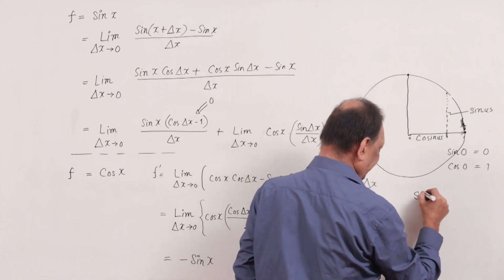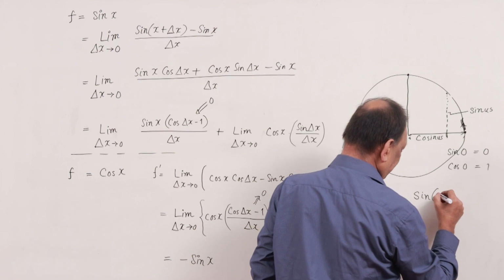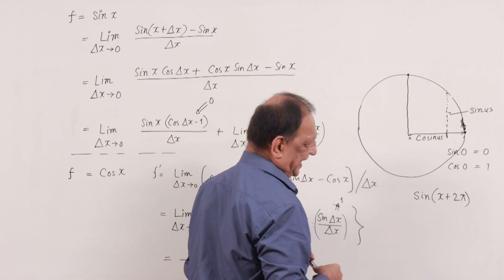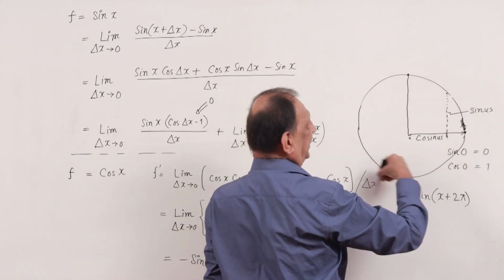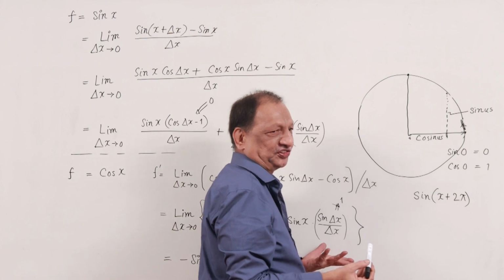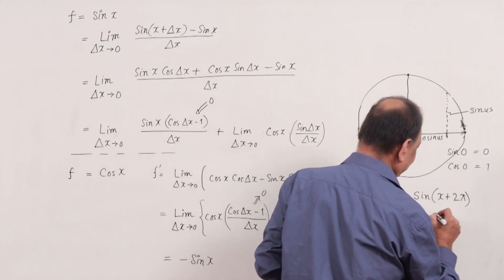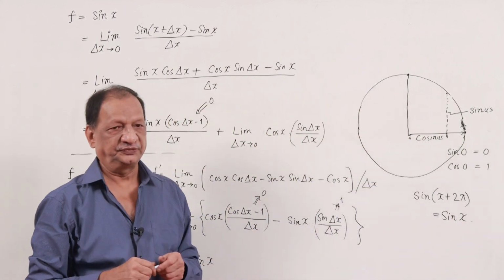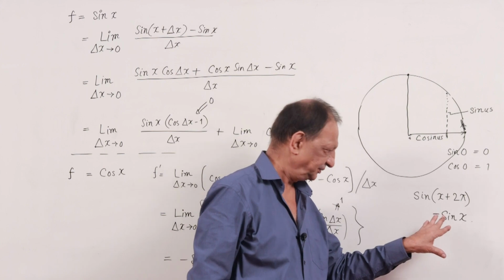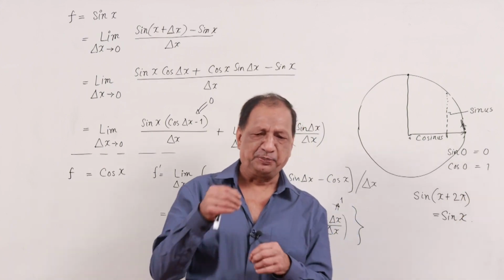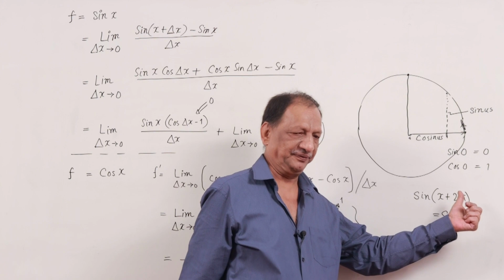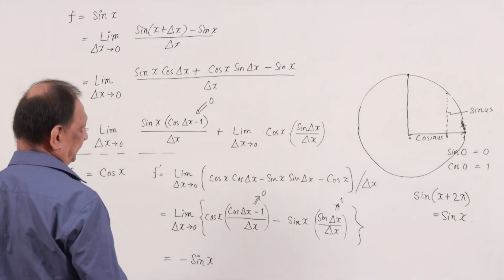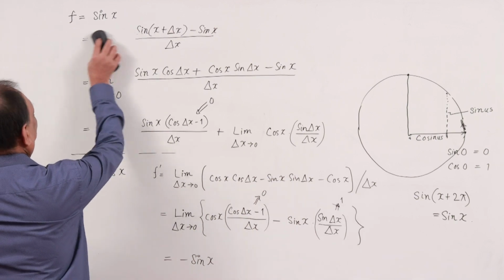That means sine of x plus 2 pi. Any angle which is x plus 2 pi, the position is the same as x, so it must be equal to sin x. Similarly, cos of x plus 2 pi is cos x. Let's say they are harmonic functions because they keep repeating, and the period is 2 pi. So 2 pi is the period. So they keep repeating. Very interesting properties of these two trigonometric functions.